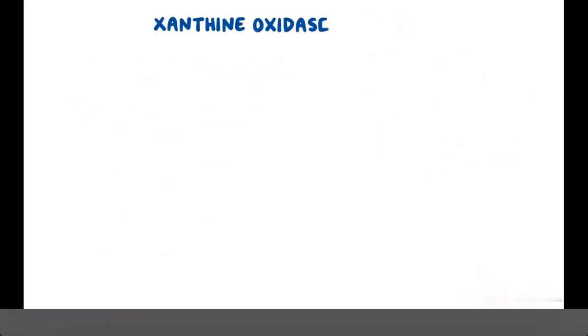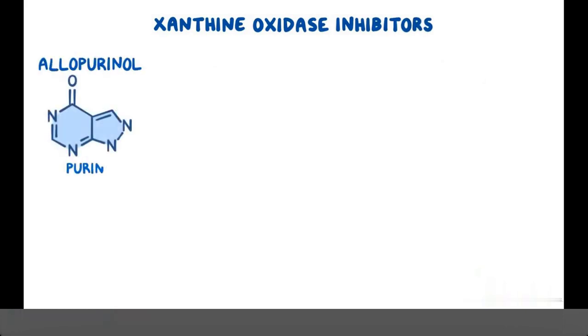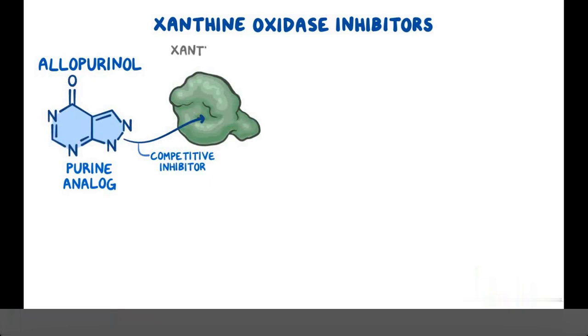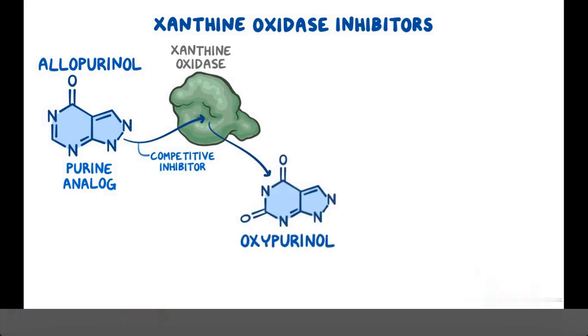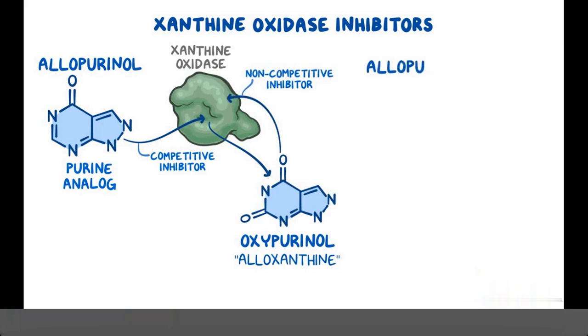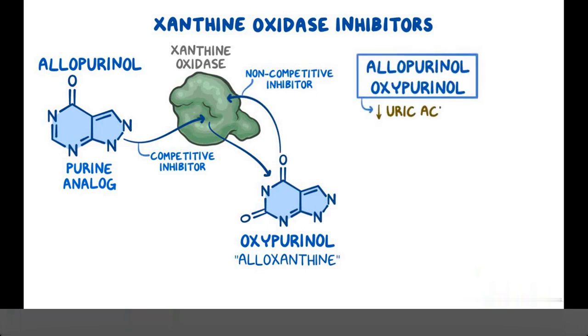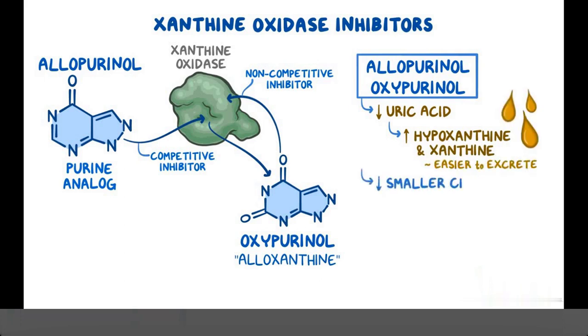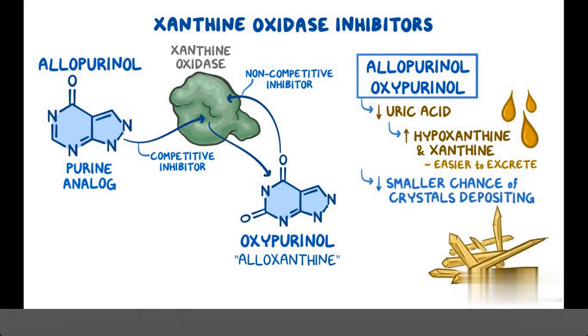Alright, let's start with xanthine oxidase inhibitors. Allopurinol is a purine analog that works by competitive inhibition of xanthine oxidase. But besides being an inhibitor, allopurinol is also a substrate, meaning that it's converted by xanthine oxidase into its active metabolite called oxypurinol. Moreover, oxypurinol, which is also known as alloxanthine, is a non-competitive inhibitor of xanthine oxidase. This way, allopurinol and oxypurinol decrease levels of uric acid by increasing levels of hypoxanthine and xanthine, which are more soluble compounds and therefore easier to excrete. As a result, there's a smaller chance of crystals depositing in joints and tissues.